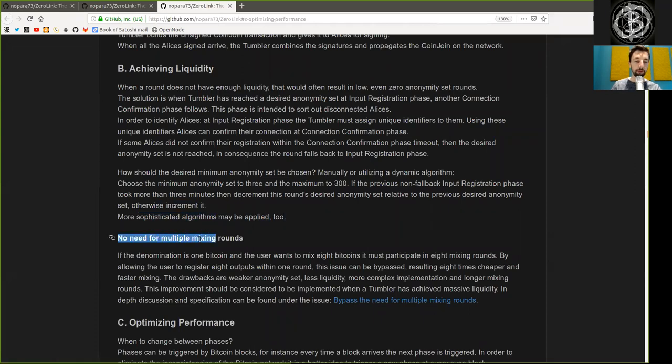No need for multiple mixing rounds. If the denomination is 1 Bitcoin and the user wants to mix 8 Bitcoins, it must participate in 8 mixing rounds. By allowing the user to register 8 outputs within 1 round, this issue can be bypassed, resulting in 8 times cheaper and faster mixing. The drawbacks are weaker anonymity set, less liquidity, more complex implementations, and longer mixing rounds. This improvement should be considered when a tumbler has achieved massive liquidity. In-depth discussion and specification can be found under this issue.